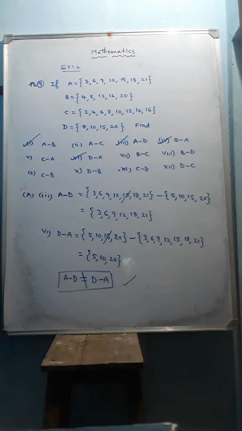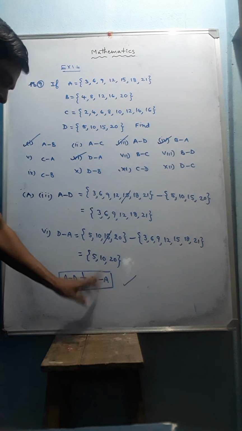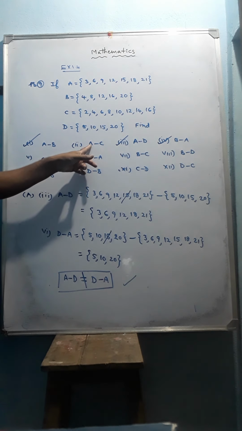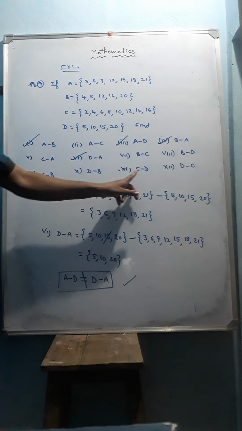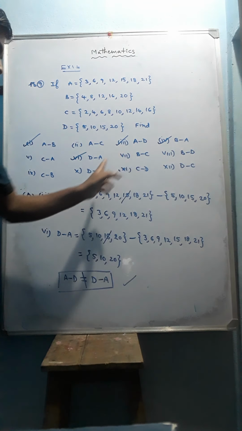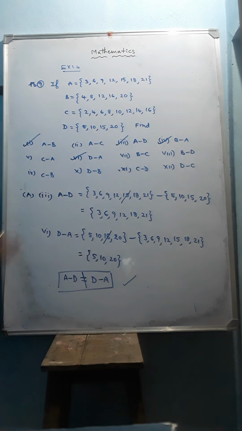The remaining problems we can discuss in the next class. Thank you, students. I left some problems for you to complete, and the observations are also for you to complete. That means, by seeing here, A minus C is not equal to C minus A, C minus D is not equal to D minus C, B minus C is not equal to C minus B, B minus D is not equal to D minus B. That is the observation in this problem. Okay, thank you students. We can discuss in the next class.